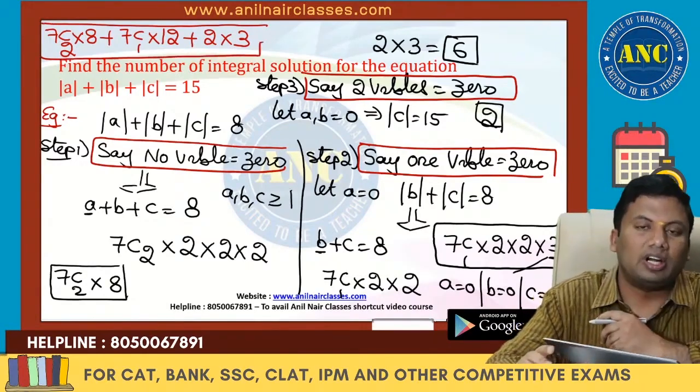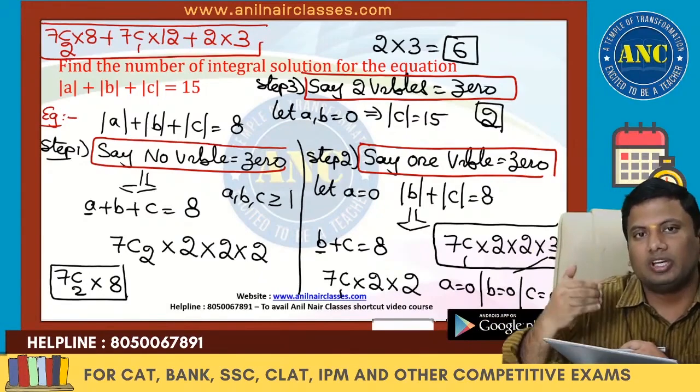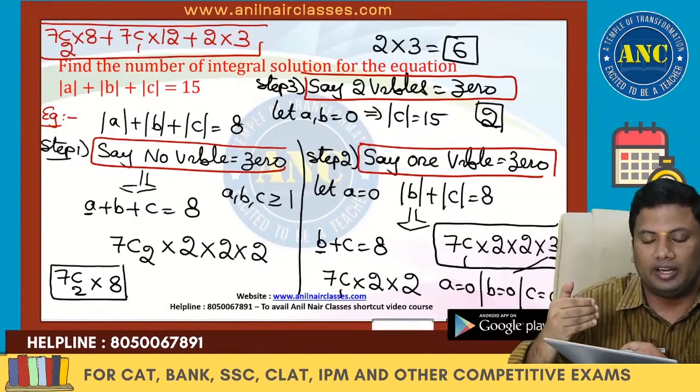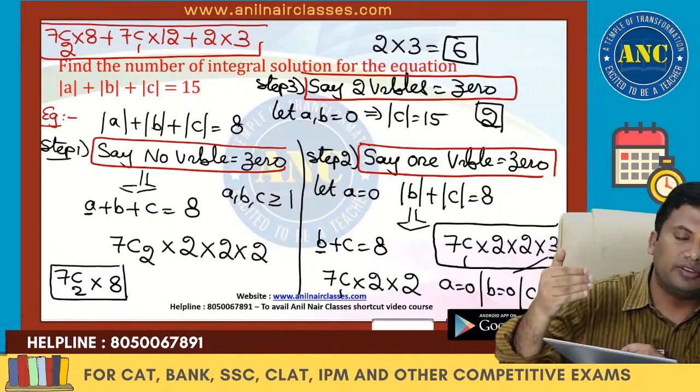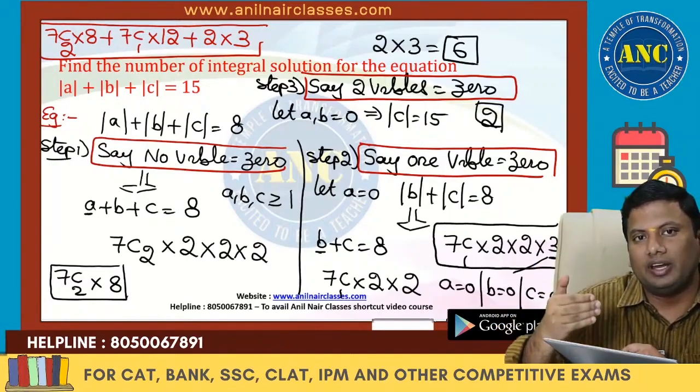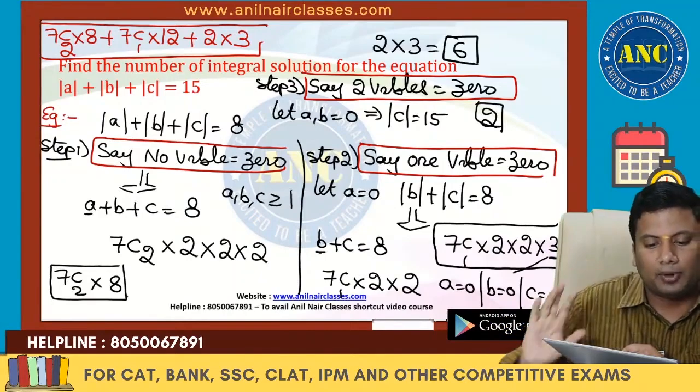So this method of making one variable 0, two variables 0, three variables 0 can also be used for 2 variables, 3 variables, 4 variables, and the process continues.